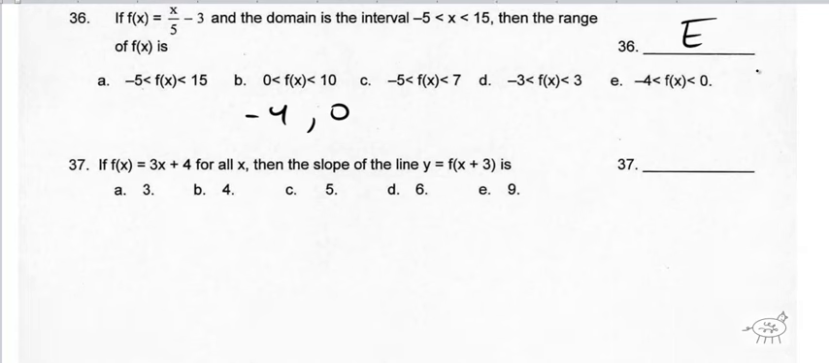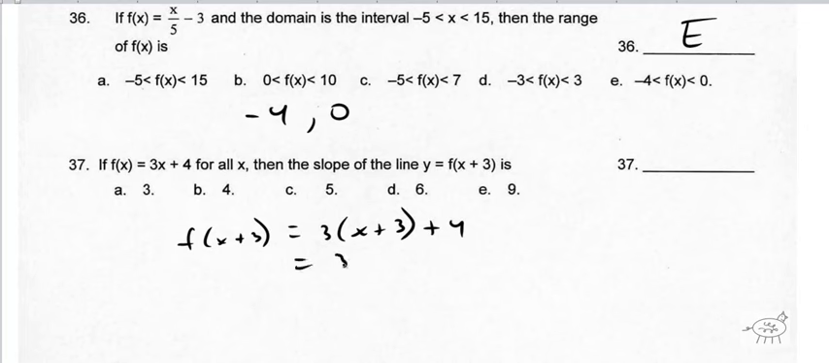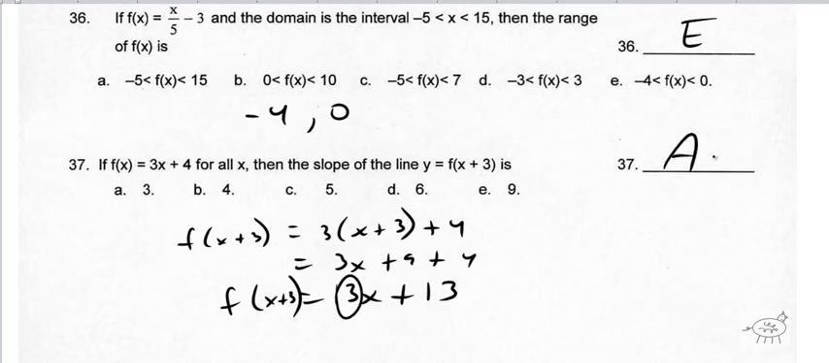And 37, they ask you if f of x is 3x plus 4 and the slope of f of x plus 3. So f of x plus 3, which is you put an x plus 3 wherever you see an x. That's all you do. And then if I simplify that, I get 3x plus 9 plus 4. I don't even need to add those together because I'm not even concerned with that. My slope is 3. A.